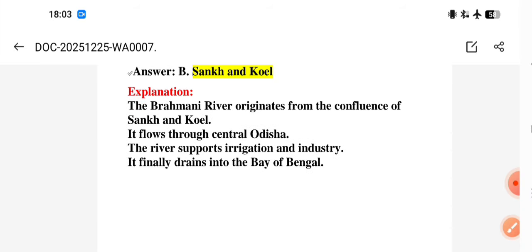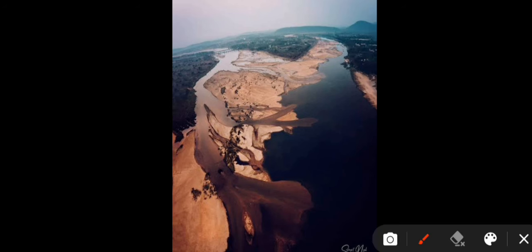So if I show you the Brahmani river, let us look into it. This Brahmani river is formed by two rivers near Rourkela, Sundargarh. The Sankh and Koel rivers originate from Jharkhand, and near the Chotanagpur plateau, the Brahmani river is formed by the confluence of these two rivers, the Sankh and Koel.